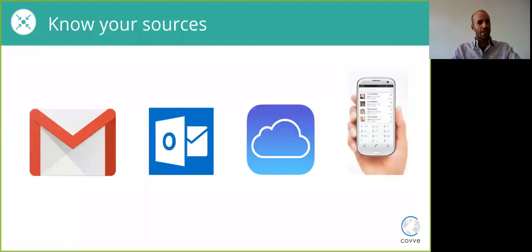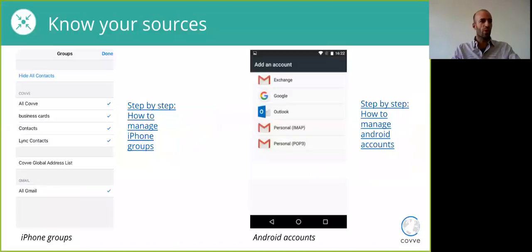So let's start by identifying what these contact sources are. Most common, the ones you see there, are Gmail, Outlook, iCloud, or even your actual phone device. And to identify and manage those sources is really quite simple. For iPhone contacts, the image on the left, they're organized into groups. These are accounts for Android users. Groups loosely translate to address book sources.